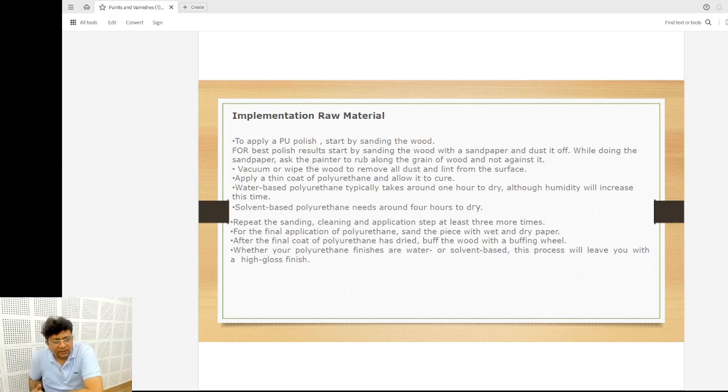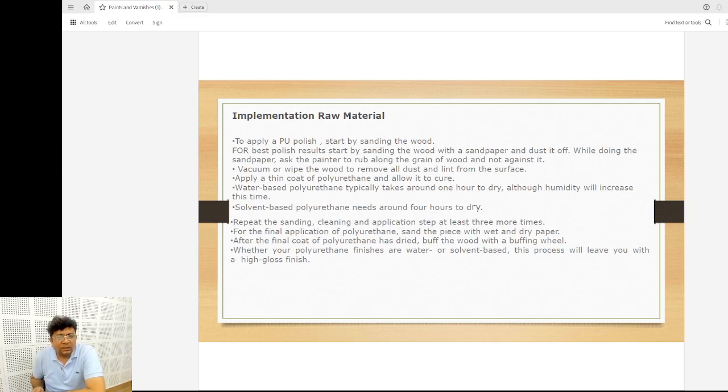To apply a PU polish, start by sanding the wood. For best polish results, start by sanding the wood with sandpaper and dust it off. While sanding, as already told you, rubbing should always be done in the direction of the wood. Vacuum or wipe the wood to remove all dust and lint from the surface. Apply a thin coat of polyurethane and allow it to cure.